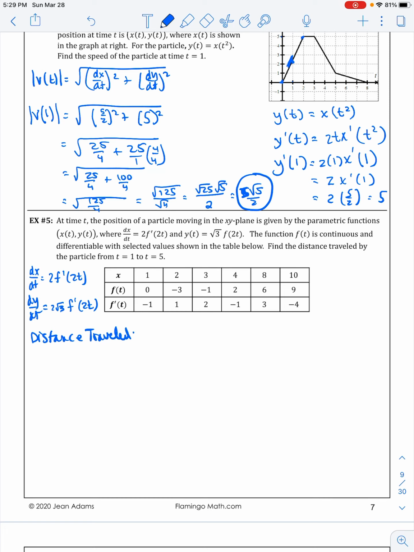So now I'm looking for distance traveled. And so it is going to be the integral from 1 to 5, absolute value, v of t dt. And this will be your integral from 1 to 5, not absolute value, square root of dx/dt squared plus dy/dt squared.